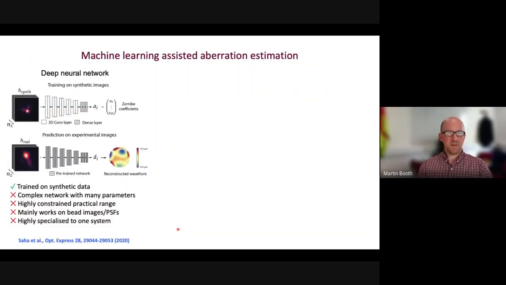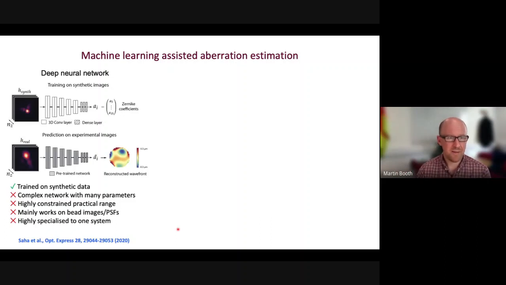So, as I mentioned before, if you look in the literature about machine learning assisted aberration estimation, or indeed any machine learning assisted methods in microscopy, most of it's based around deep convolutional neural networks. I've just highlighted this particular paper here because I was an author on this paper, and so I feel comfortable putting this one up and pointing out the deficiencies in it. But this applies to most of the other ones out there as well.